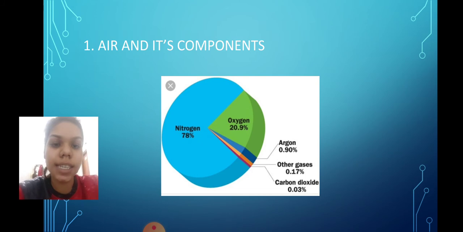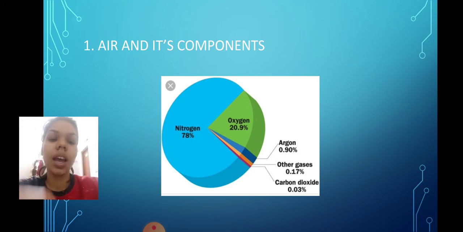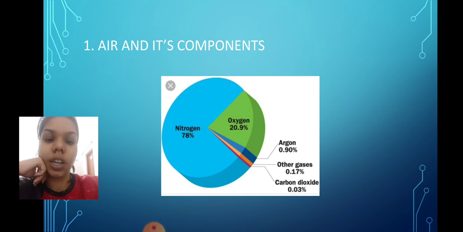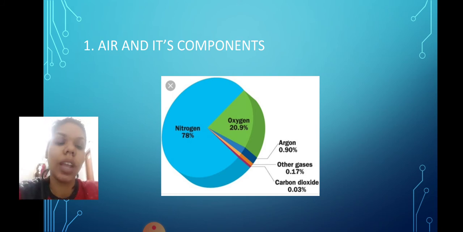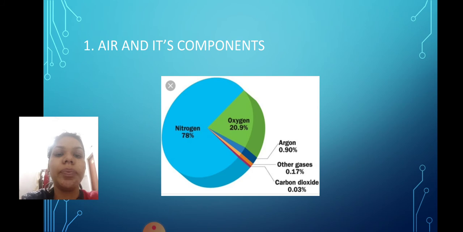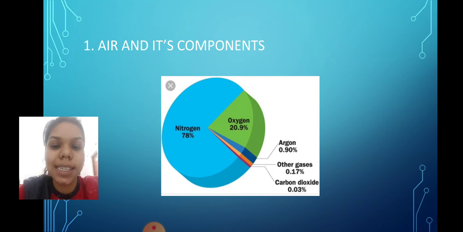Our earth is surrounded by a thin layer of air which extends up to many kilometers above the surface of the earth and is called the atmosphere. Now, name any one component of air. Yes, nitrogen. Very good. Describe oxygen as a component of air.